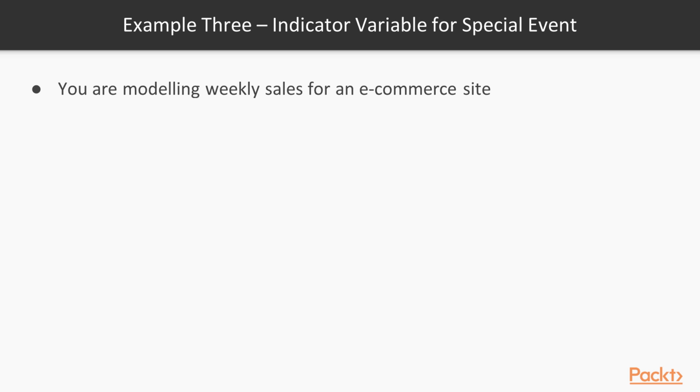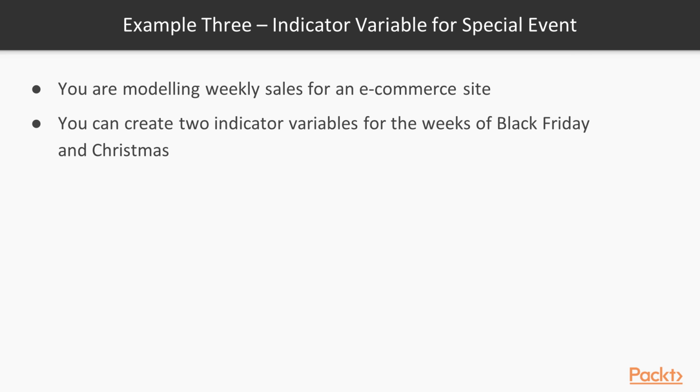The third example is an indicator variable for a special event. So for example, we can model weekly sales of an e-commerce site, and we can create an indicator variable for the 2 weeks of Black Friday and Christmas. So if a client makes a purchase on Black Friday or Christmas, we can add an additional variable to our data to make it labeled in a specific way.